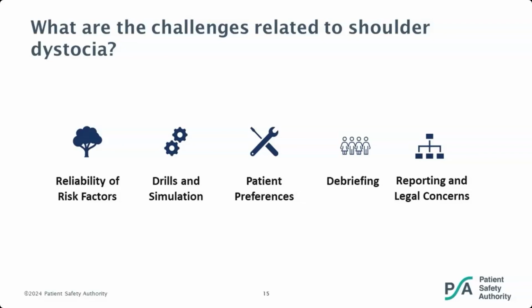So the first one is the reliability of risk factors. We had one person who noted that risk factors don't necessarily match up every time you see a shoulder dystocia event, and that it's important to pay attention to signs to recognize a shoulder dystocia at that very moment. A big theme there was that early and appropriate recognition and response are essential factors of shoulder dystocia management.